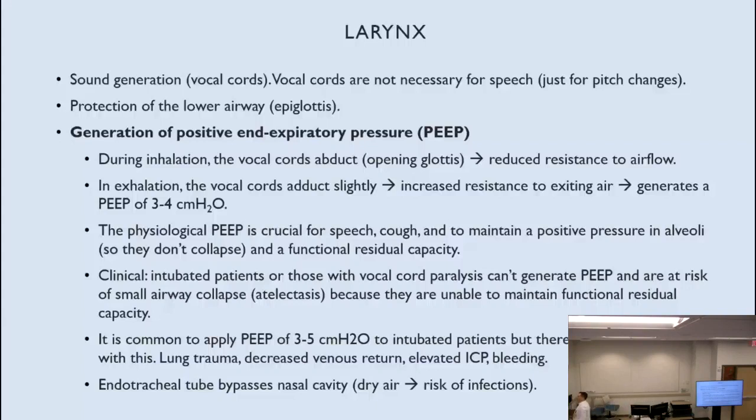Okay, this is also important for speech. That is the pressure of air that we generate against the vocal cords during the exhalation, for speaking, for singing. For cough, it's important. Before a cough, what happens? How does a cough work? We take air, we close the glottis, and then we forcefully send the air out by suddenly opening the glottis. So that is a very important positive end-expiratory pressure.